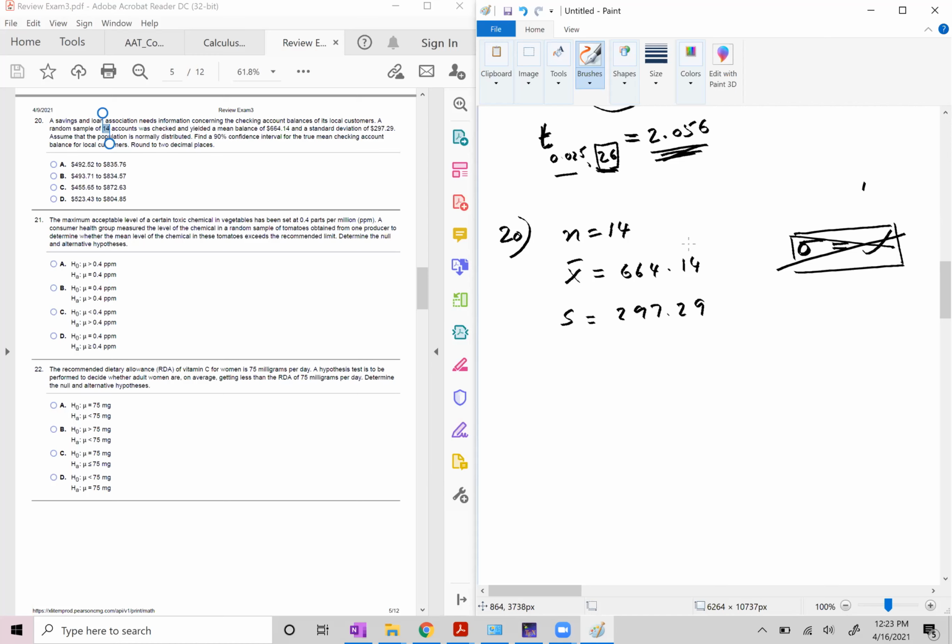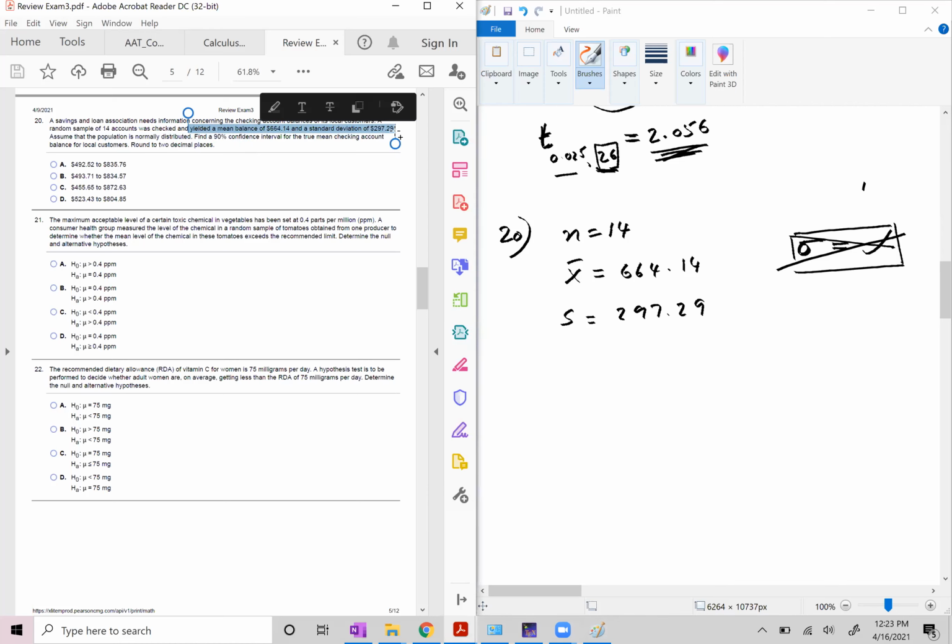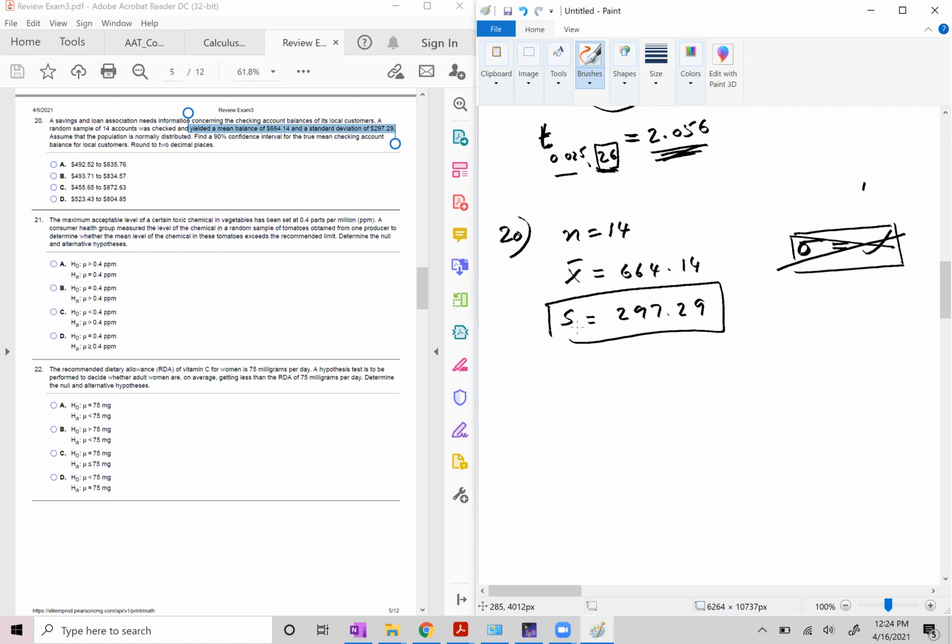If you read this carefully, you should be able to understand that this sentence is not talking about the population, it's talking about this sample of 14 accounts. Its mean is this, its standard deviation is that. So therefore, this is not a population standard deviation. This is a sample standard deviation. So once you have it, you know which equation to use.